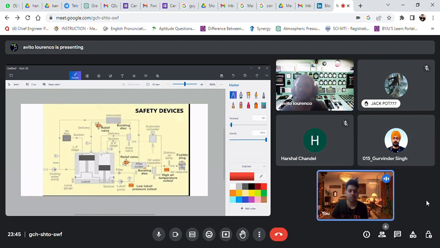We are waiting for Jack to send that image of how the cooling takes place. Is he gone? No, he's there. He's searching for that image.